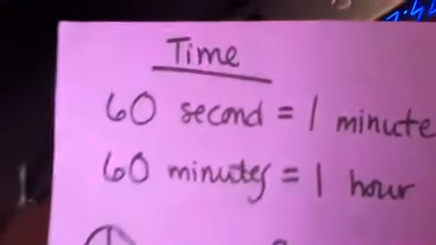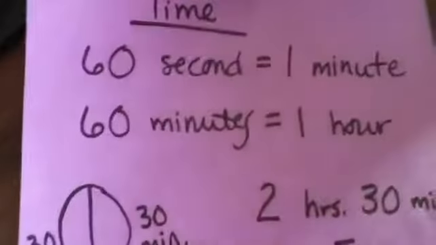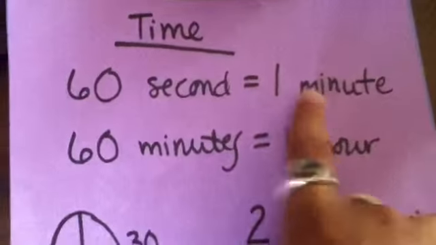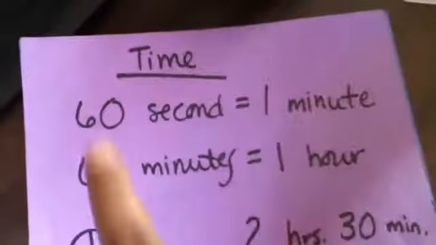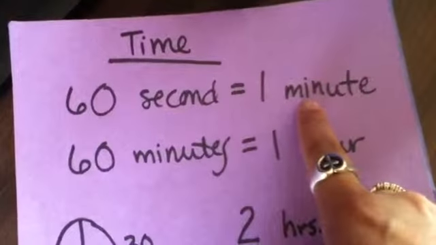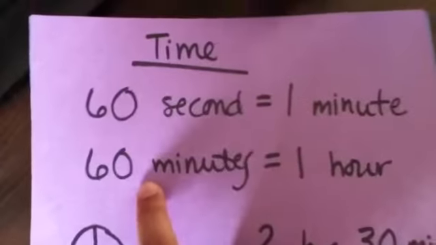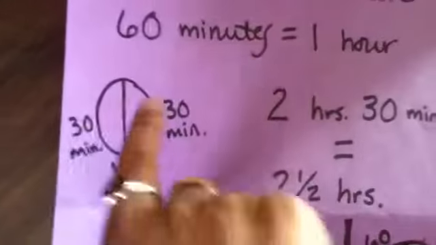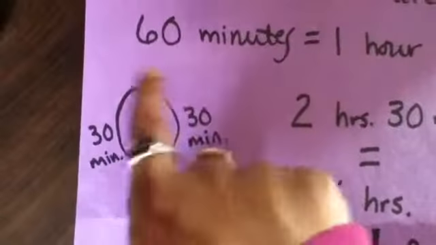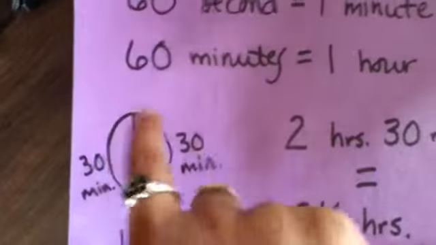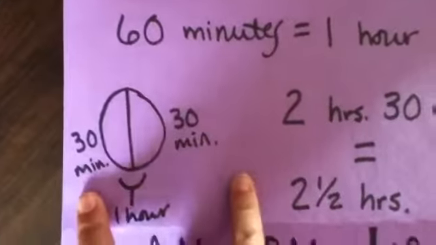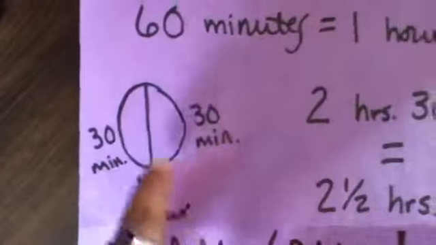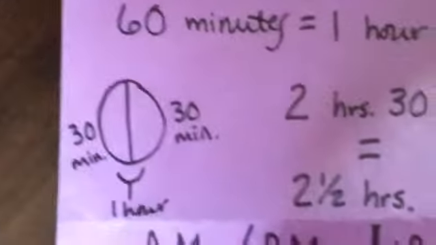So looking at this, we see that 60 seconds equal 1 minute. So after every 60 seconds passes, we get 1 more minute, okay? And for every 60 minutes, we get 1 hour. Okay, so here's this chart. 1 hour, if it's the whole, and we have 30 minutes, then we can see that half of 1 hour would be 30 minutes, so then 1/2 would be 60 minutes, okay?